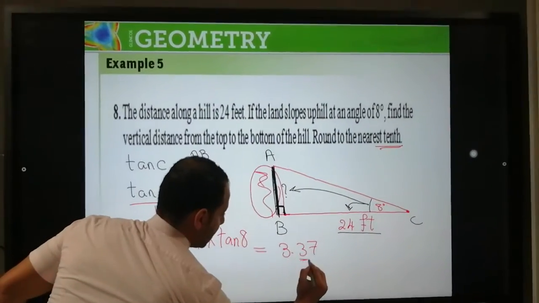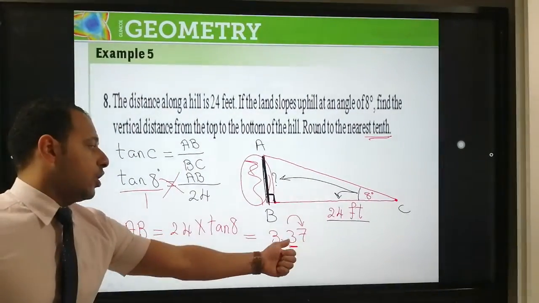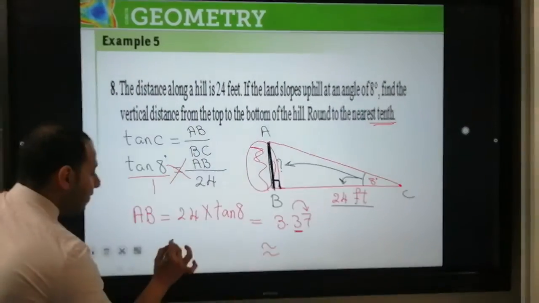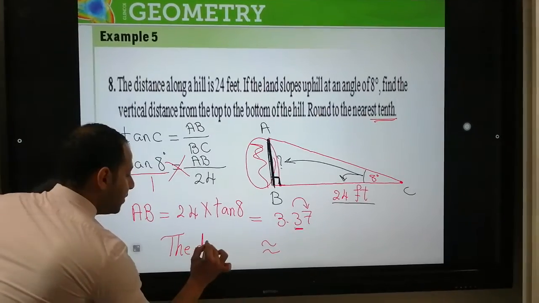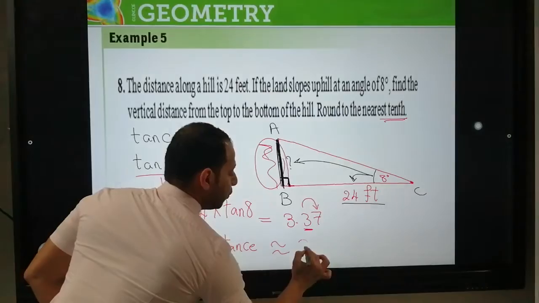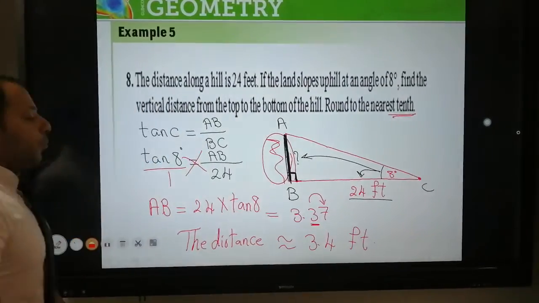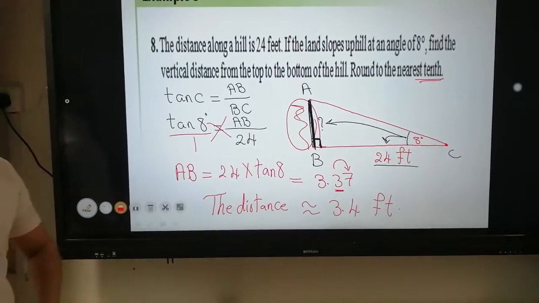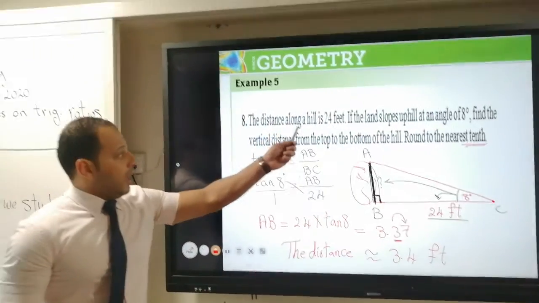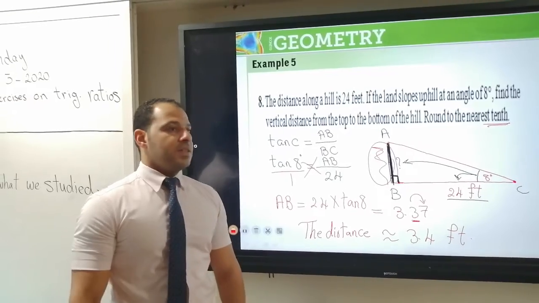This is the tenth place. I go to the other digit. We have 7. 7 is a strong number. It gives 1, so 3 becomes 4. So the vertical distance that you need to find will be equal to 3.4 feet. Excellent. 3.4 feet. So as you see, if I have a word problem, you must read the word problem, get the information, deal with the information, and then you can find the answer.